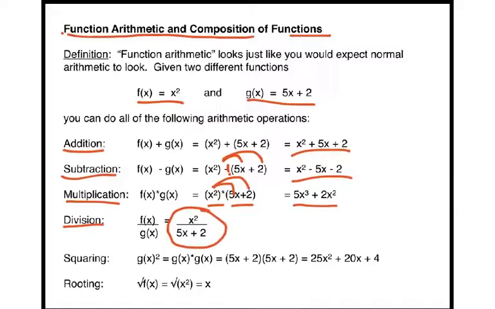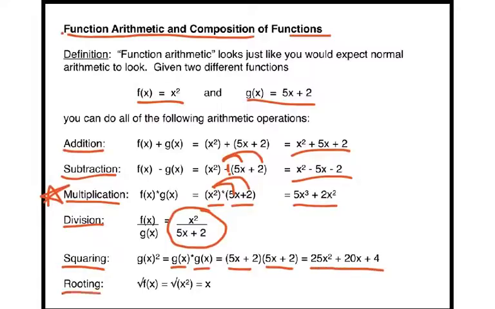Now you could also square a function, like g of x squared. The definition of squaring is multiplying something times itself, so it's really just g of x times g of x, which is another example of function multiplication. In this case, 5x plus 2 times 5x plus 2, you would FOIL those two expressions and result with 25x squared plus 20x plus 4.